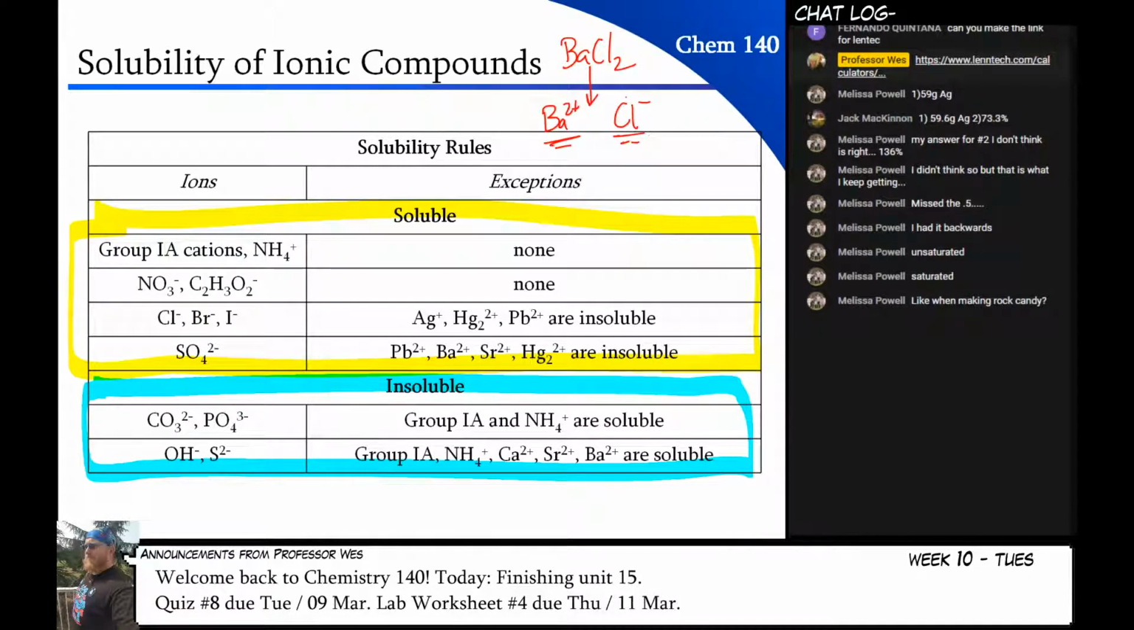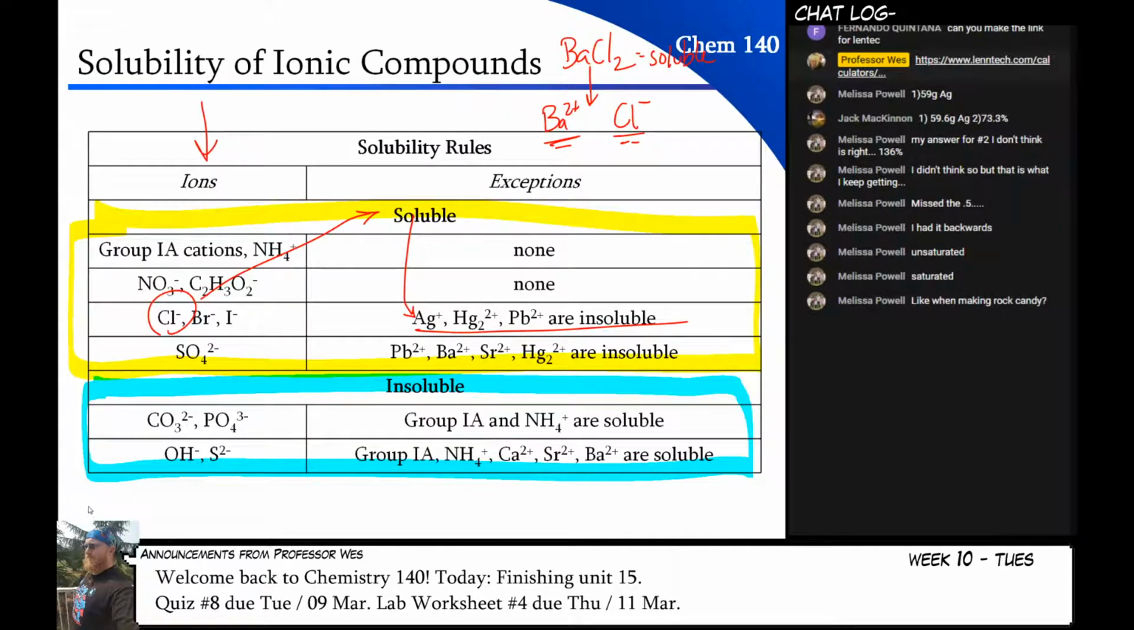And then what you're going to do is you're going to look for these ions in the chart. So let's look for barium. Is barium anywhere in here? No, it's not there. So let's look for chloride. There's chloride. So chloride is soluble unless it is partnered with one of these things. Since barium is not one of those things that is listed there, barium chloride would be soluble. So that's how we would use this chart.